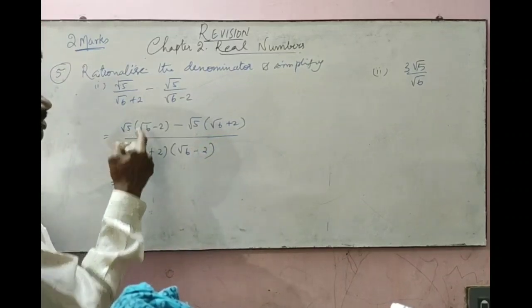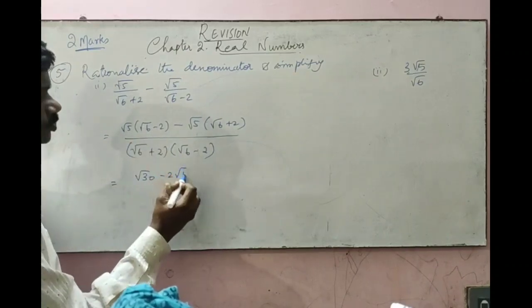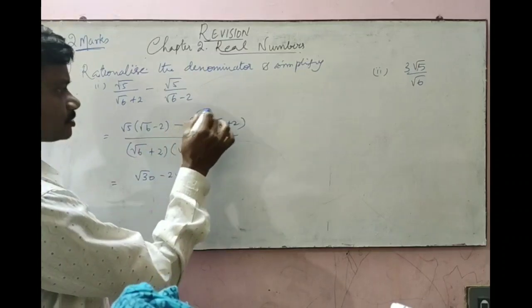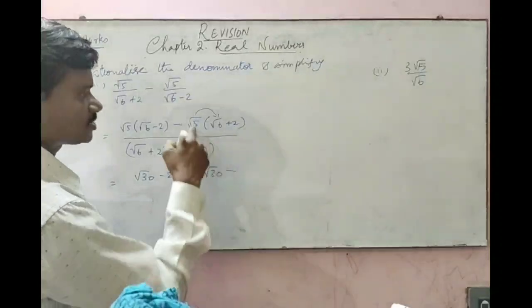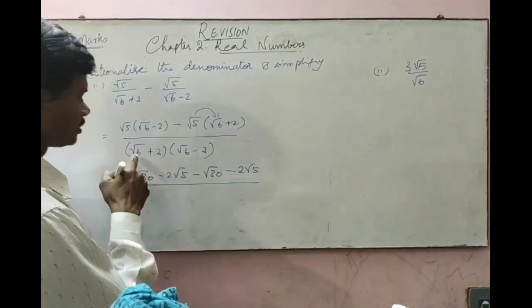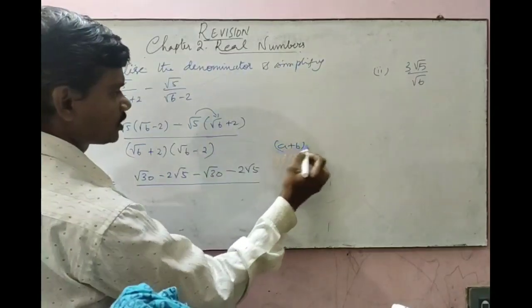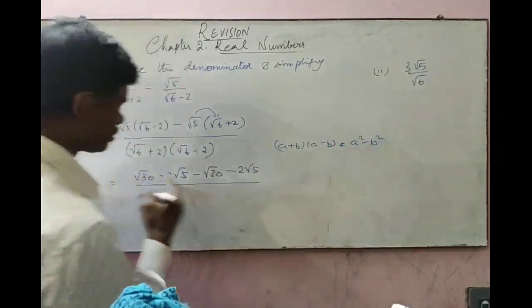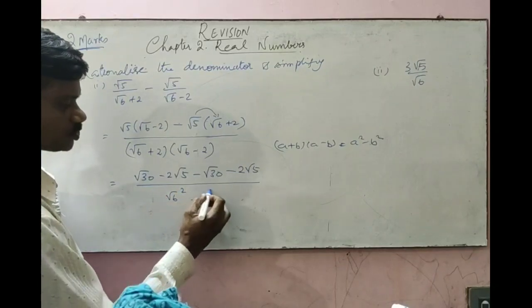So root 5 into root 6 gives root 30. Root 5 into minus 2 gives minus 2 root 5. Here minus root 5 should multiply with these two numbers. Again you will get minus root 30. Minus into plus, minus root 5 into 2 gives minus 2 root 5. Whole divided by. Here this is in the form of a plus b into a minus b. So a plus b into a minus b can be written as a square minus b square. Like that, if you write this, you will get root 6 whole square minus 2 square.